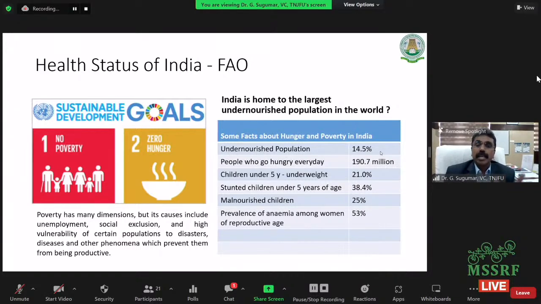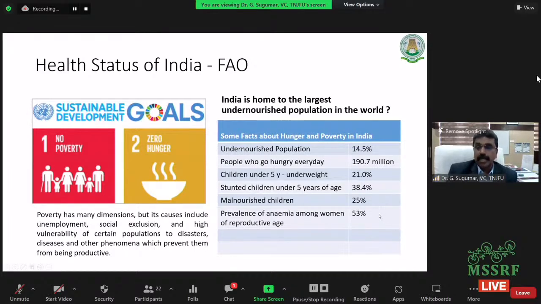India, although we have been developing rapidly in recent years, is still home to the largest undernourished population in the world. Already he has given some facts about hunger and poverty in India. This is a recent FAO statistics survey, which says that 14.5% of our population is undernourished, and about 190.7 million people, as per the 2020 values, go hungry every day. And 21% of the children under 5 years of age are underweight.